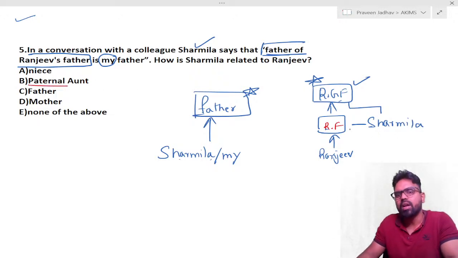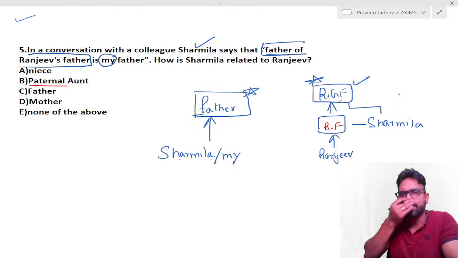Did I put a circle or a square around Sharmila? No, not yet. You must be thinking Sharmila should be female, sir. No, it need not be that way. I have to always look at the question objectively like this. Now, when I say paternal, it must be paternal.